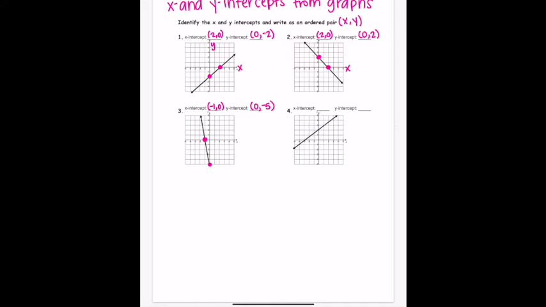And then number 4, the x-intercept is at -3. So as a point, we went left 3, so -3, 0. And the y-intercept, we went up 2, but we didn't go left or right any. So that's the point 0, 2.